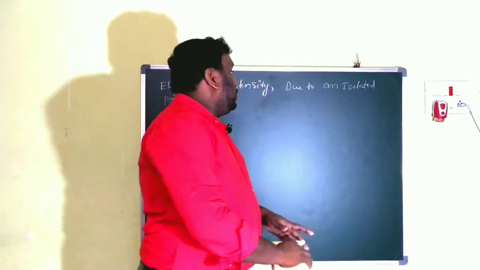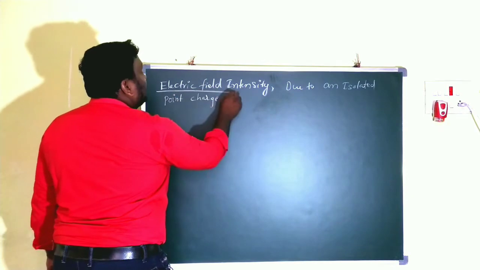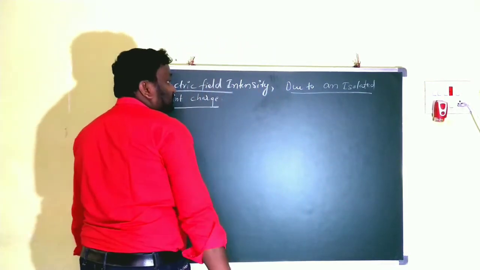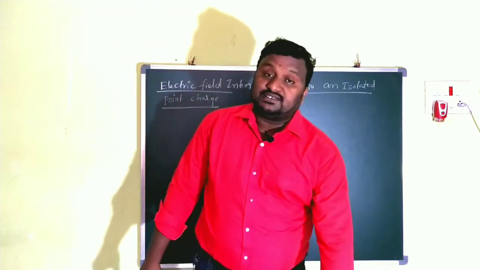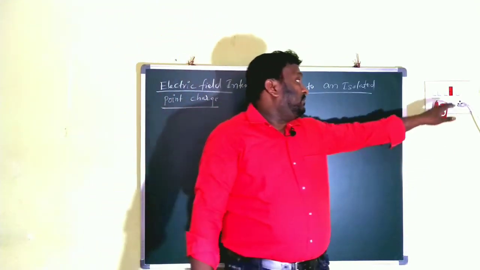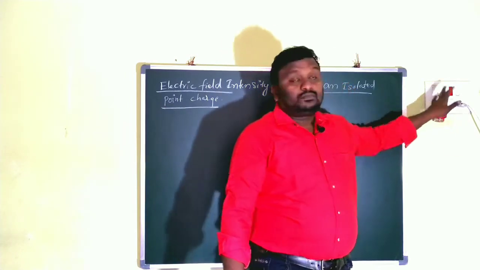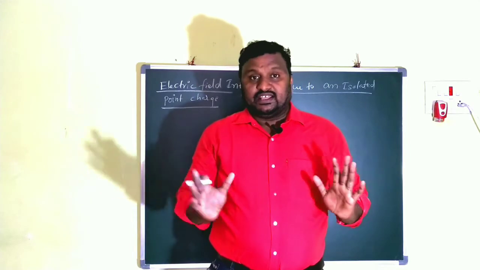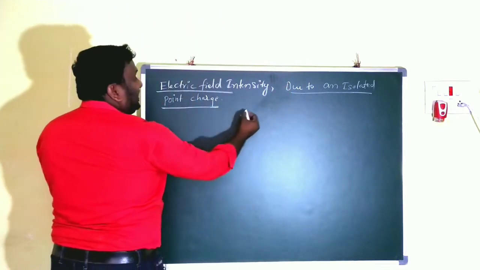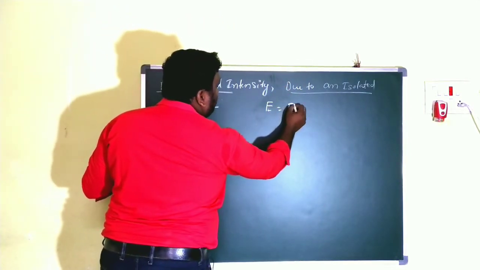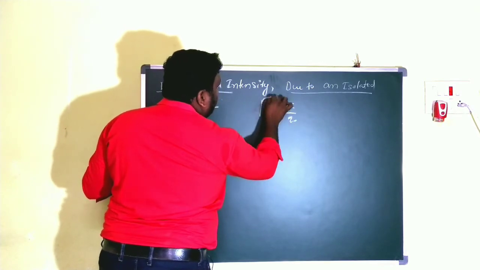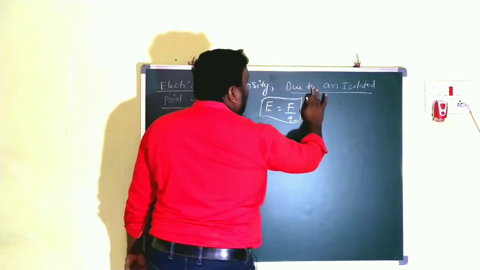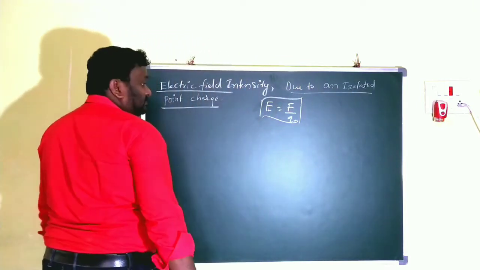Clear? Now, a 4 marks important question. Define electric field intensity due to an isolated point charge. Due to an isolated point charge. Children, watch carefully. Very important topic. Here again, what is the electric field intensity? You can write: electric field intensity E is equal to F by Q naught.